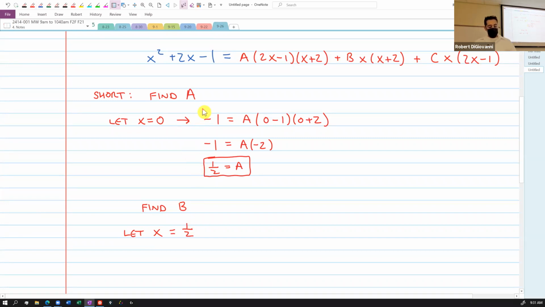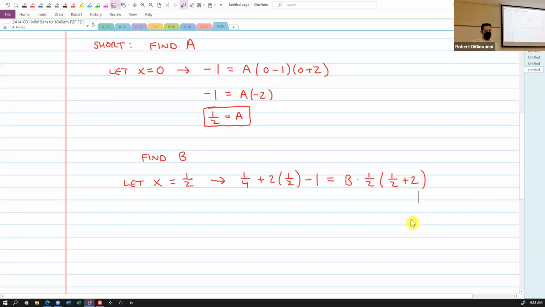Okay, we got to do that in the whole equation. So that's going to suck. The left side, I've got to do X squared. So what's 1/2 squared? 1/4. Okay, so this is 1/4 plus 2 times 1/2. That's going to just be 1. Then minus 1 equals. So that's the left side. Now the right side, we know this is all dead. We know the C part's dead. So it's just this B part. B times 1/2, then 1/2 plus 2.